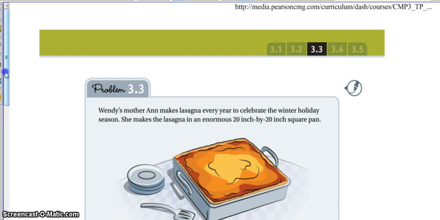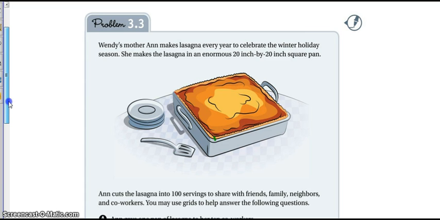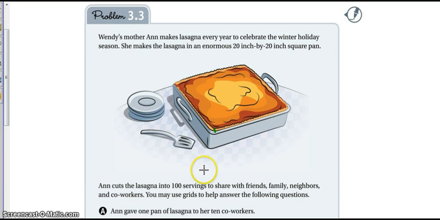We're going to take a look at a lasagna pan. Okay, in this problem, Wendy's mother, Ann, is making lasagna to celebrate her birthday. She makes lasagna in an enormous 20-inch by 20-inch square pan. Ann is going to share this lasagna with family, friends, coworkers, neighbors, and so on. She's going to cut it into 10 equal pieces. So we're going to divide this up into tenths.